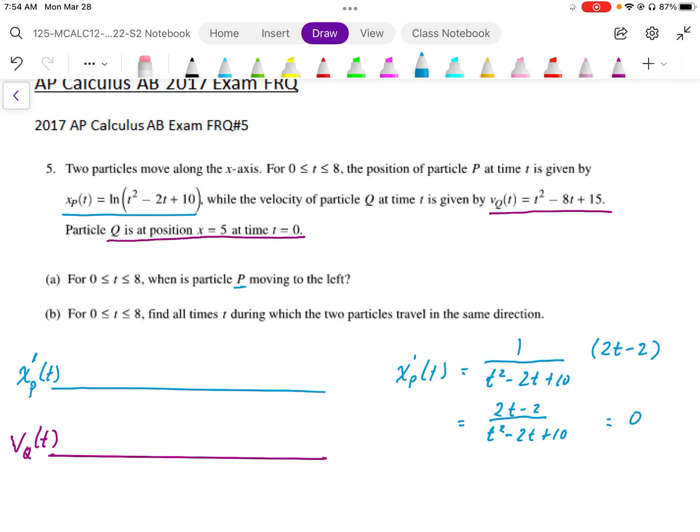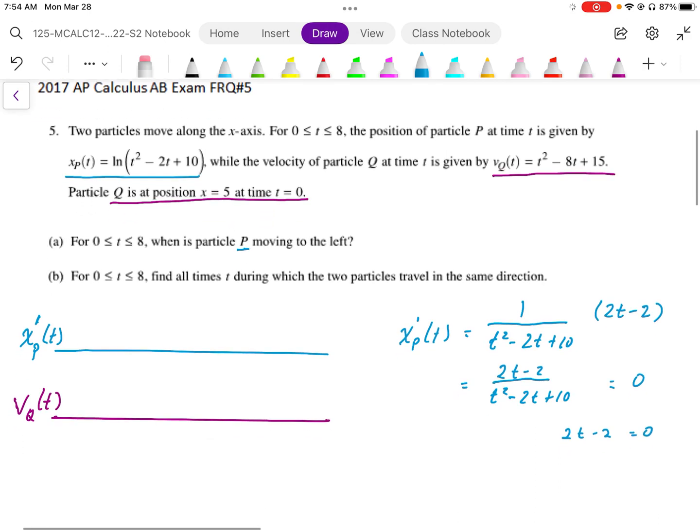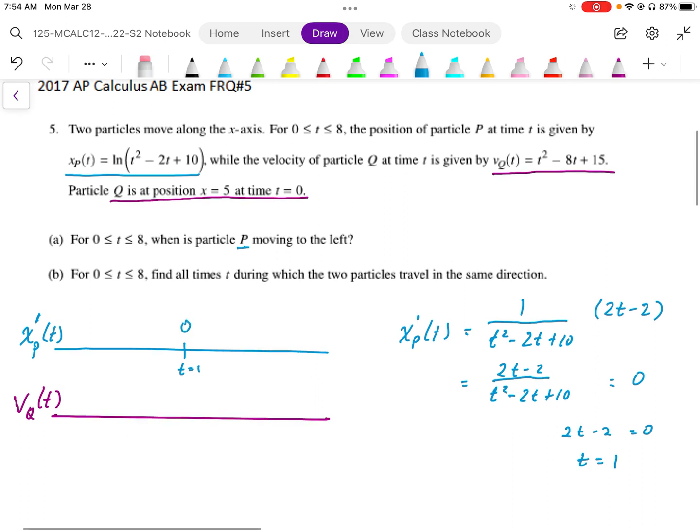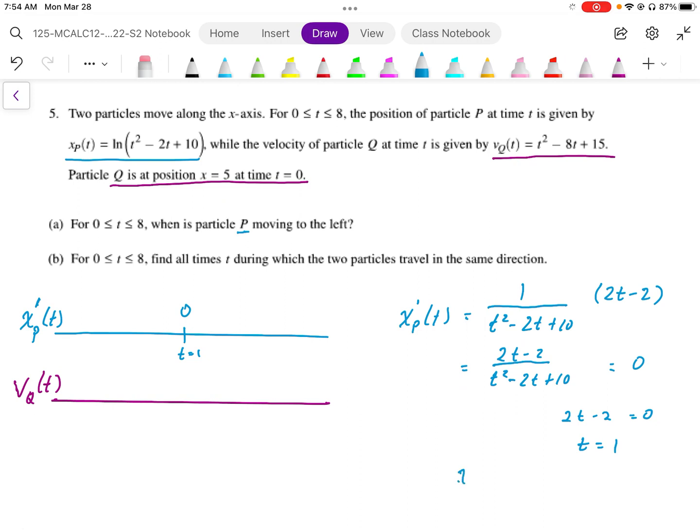I want to know when this is equal to 0, because that would be the boundary between positive and negative. So I could just look at the numerator: 2t minus 2 equals 0, so t is equal to 1. At t equals 1, I know it's going to change direction, so I need to test the left side and right side. I'm going to test 0. X prime at 0 is going to be negative, so at 0 it's going to the left.